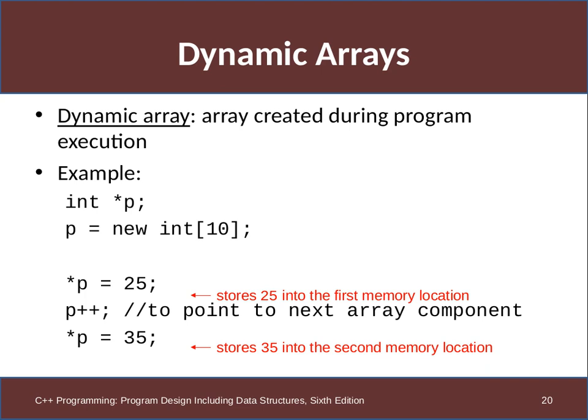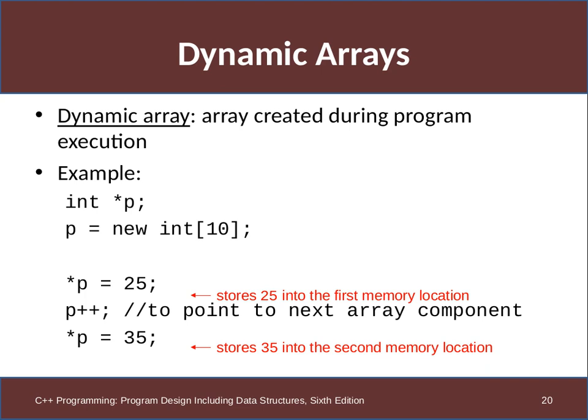So, it says P++ points to the next array component, the next array element. So, star P equals 25. What's that set? That's setting the memory location to 25. I mean, setting P to point to 25.